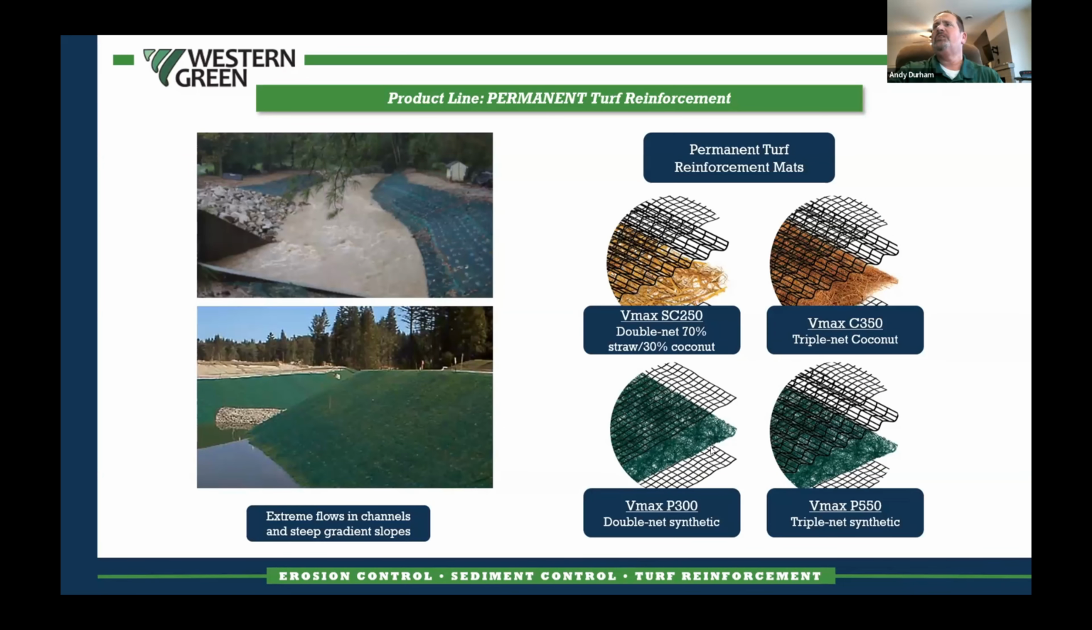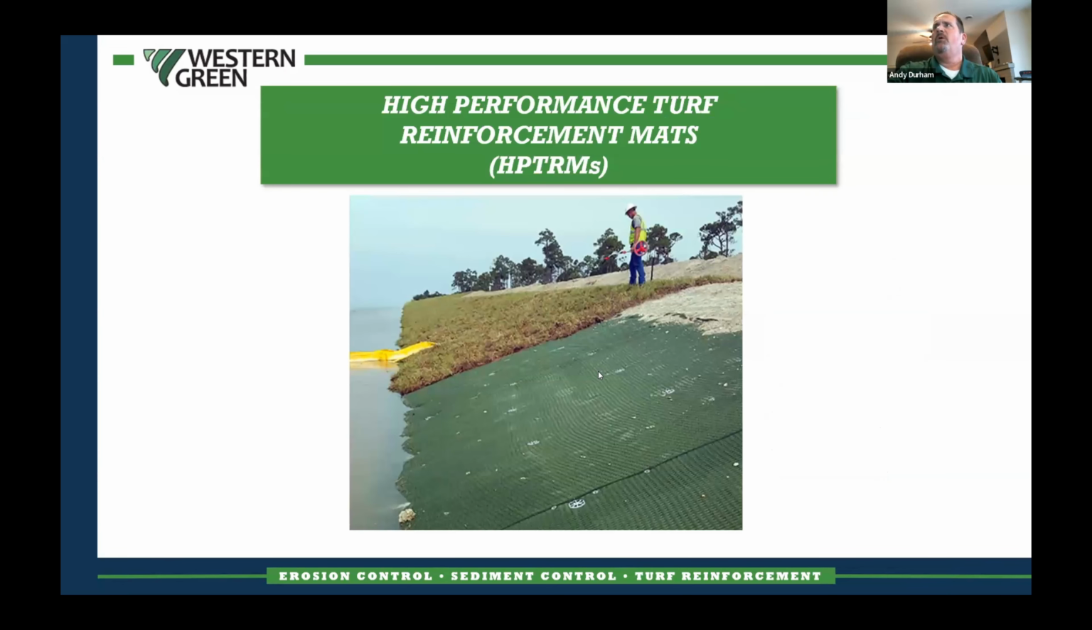We do several different turf reinforcement mats at Western Green, including the VMAX products, which actually have a combination of natural fiber infill and permanent erosion control protection with netting. And we do this in synthetic versions as well. These are for extreme flows and channels and steeper gradient slopes, but we're still not addressing the internal slope stability with these products. We move on to high performance turf reinforcement mats.